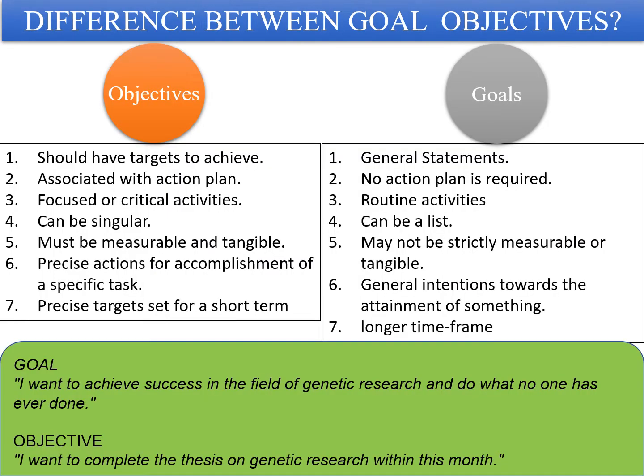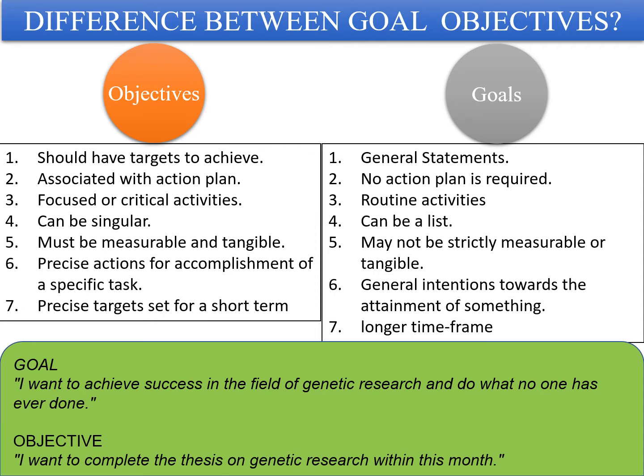When we talk about the difference between the goal and the objectives, objectives should have targets to achieve, whereas goals can be a general statement. Objectives are associated with the action plan, whereas goals do not have a complete action plan, but can have a piece of action plan which is associated with your objectives. So the goal is divided into a number of objectives.